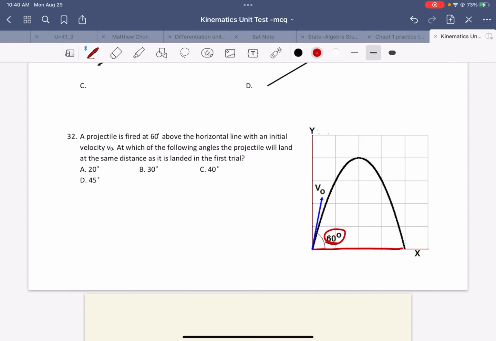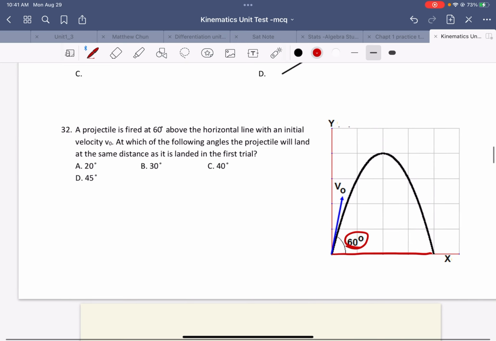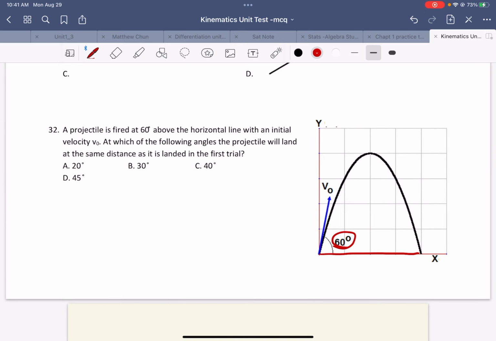So one way I want you to remember is always complementary angles. Okay, it's good to know. Complementary angles add up to 90. Complementary angles will land on the same distance. So the complementary of 60 is 30, so the answer is B here.